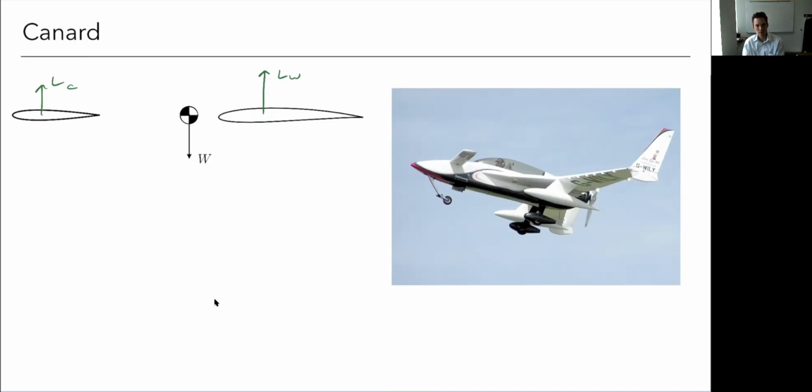So that's what you see here. This is Burt Rutan's Long-EZ. This is one of these home-built aircraft, and it has a canard for that reason, because it's more pilot-friendly for these home-built aircraft.